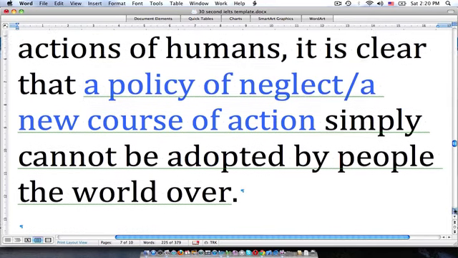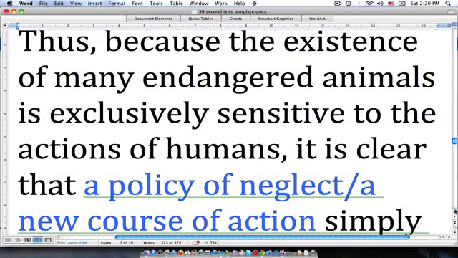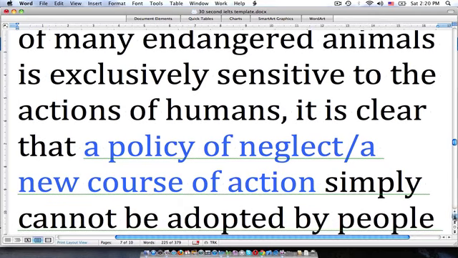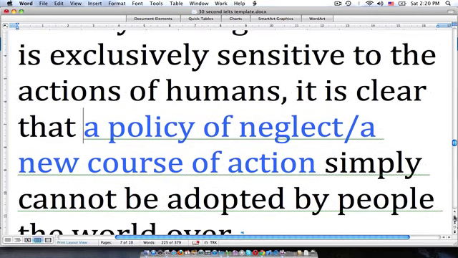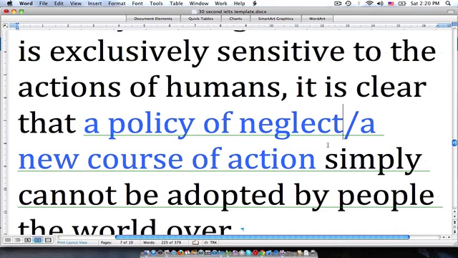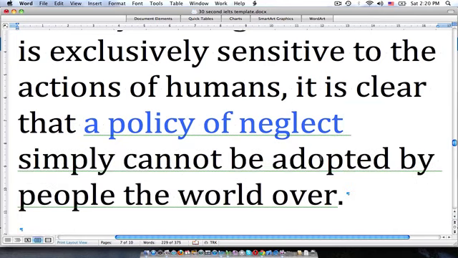Now, in the first part of the sentence, it reads, thus, because the existence of many endangered animals is exclusively sensitive to the actions of humans, it is clear that a new course of action simply cannot be adopted by people. A new course of action doesn't really make sense. So our answer here is a policy of neglect. The word neglect means to ignore, or like we were saying before, turn a blind eye to. So what we're saying is that people simply cannot just ignore this problem. That's not going to do anybody any good. So a policy of neglect cannot be adopted by people.